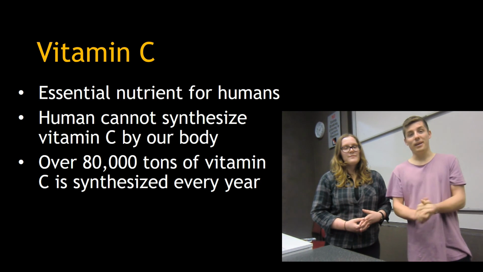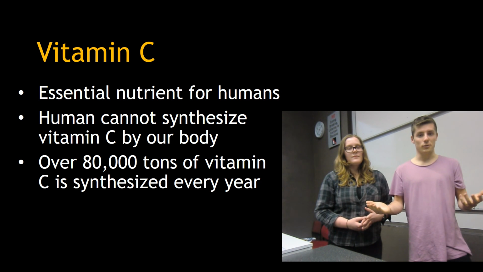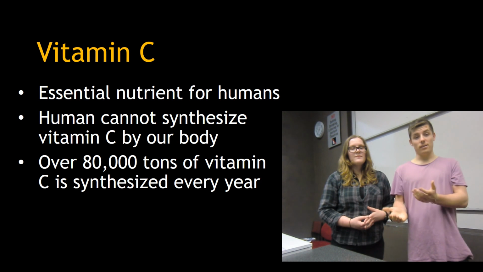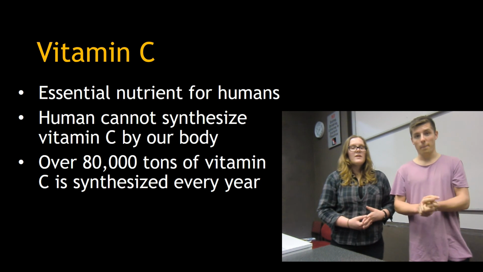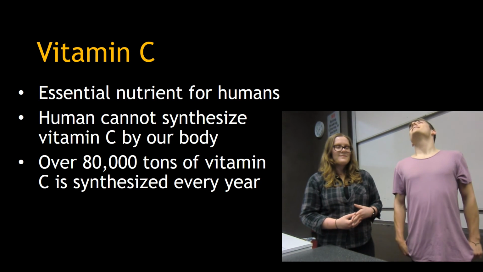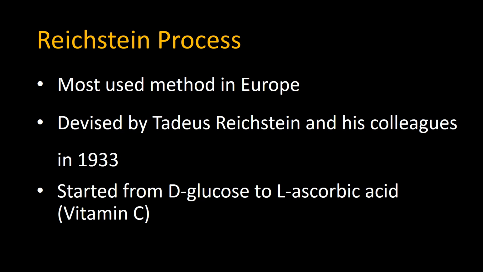It is. However, we cannot synthesize vitamin C by ourselves. We need to get vitamin C from other sources such as food and drink. This is the reason why it's a commonly used nutritional supplement, and over 80,000 tons of vitamin C is produced every year. Okay, so how can biocatalysis help in this case? Well, the biocatalyst helps the synthesis of vitamin C a lot, and the process is much more eco-friendly than the traditional method. But first, we should take a look at the method currently used to make vitamin C, the Reichstein process. It was devised by Nobel Prize winner Thaddeus Reichstein and his colleagues in 1933.